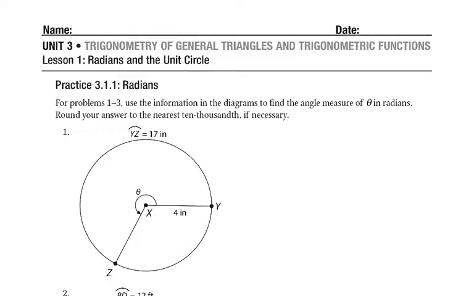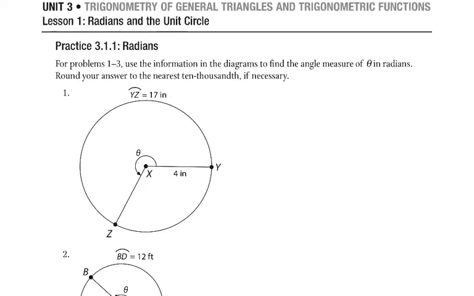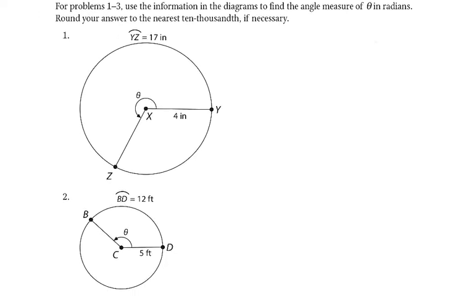Math 3, practice 3.1.1 radians. Alright, so problems 1 through 3, we're using the information in the diagrams to find the angle measure of theta in radians. Remember that symbol stands for theta, so we want to find this angle measure.